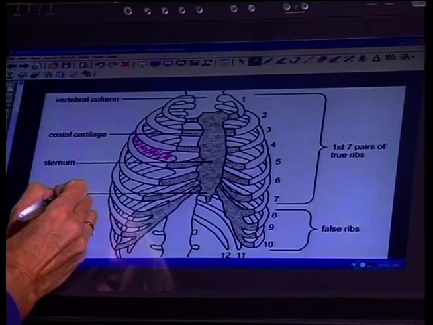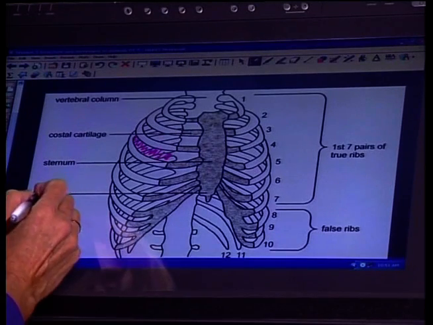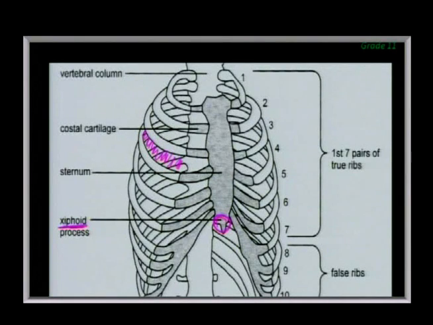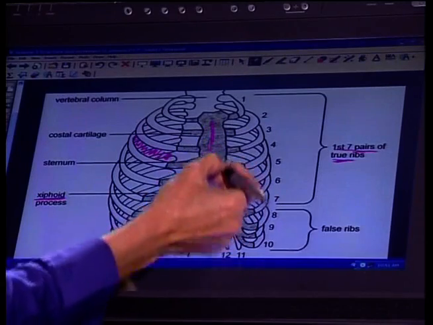It's called your xiphoid process. Okay, so that's the xiphoid process, this bottom end here of the rib cage. Now, ribs. We have 7 pairs of true ribs. Why are they true? They are attached at the back and they are attached at the front to the sternum.